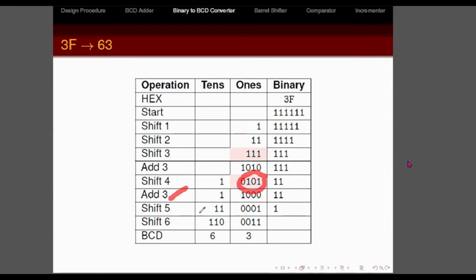Okay. And then now it becomes 8. Then you shift again. And this number goes in, and then this number goes out. So now this is 1. 1 is less than 5. Therefore, you don't need to add 3. You just continue to shift. And now there's nothing here, so you stop here, because there's nothing to shift anymore. So when you stop, this one is 3, this is 6. Actually, you can play around.